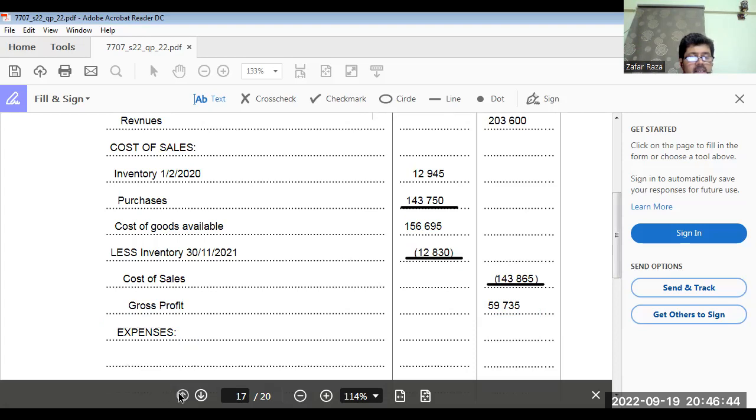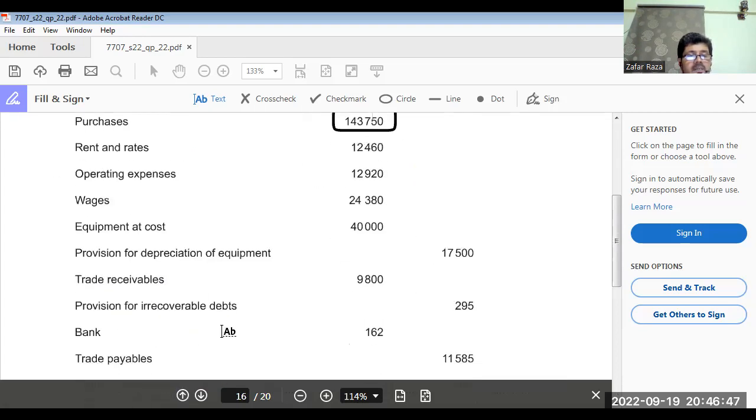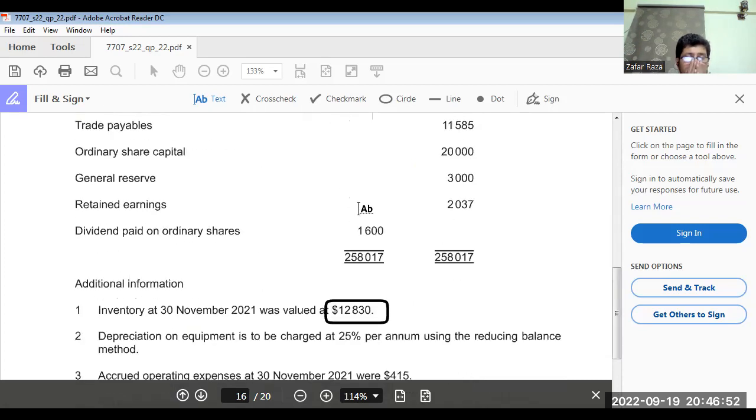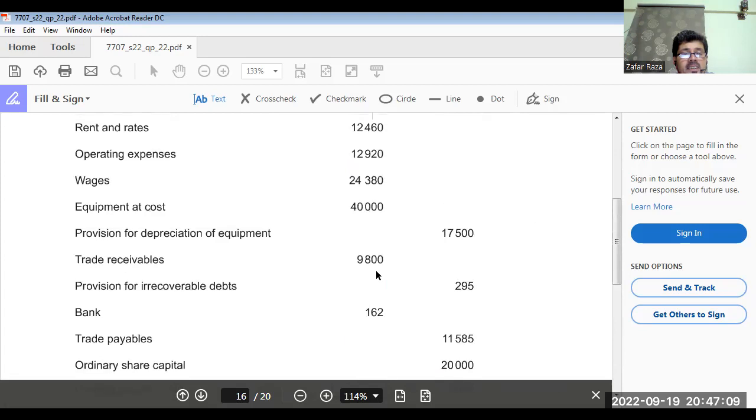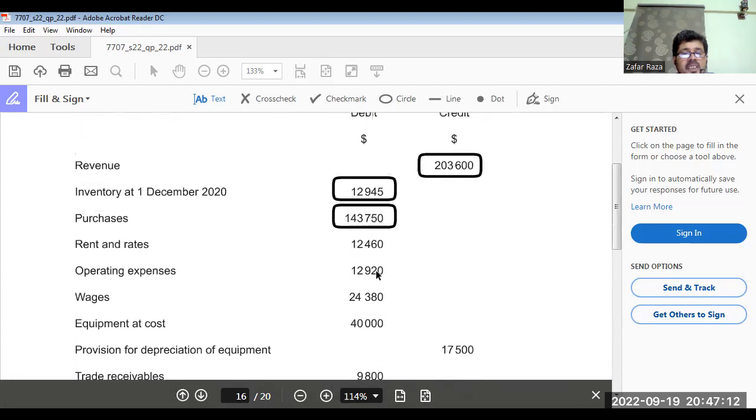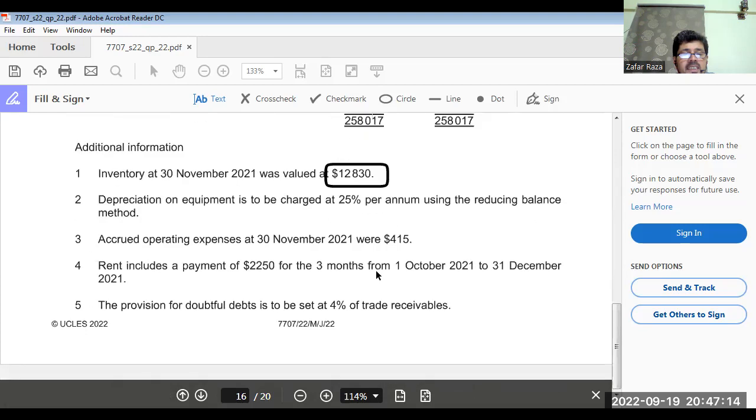See expenses. We have operating expense, rent and rates, wages. Rent includes 2,250 for 3 months, October to December. Now, first expense is operating expense 12,920. No, sorry, rent and rates 12,460, I think, and there's a payment of three payments.